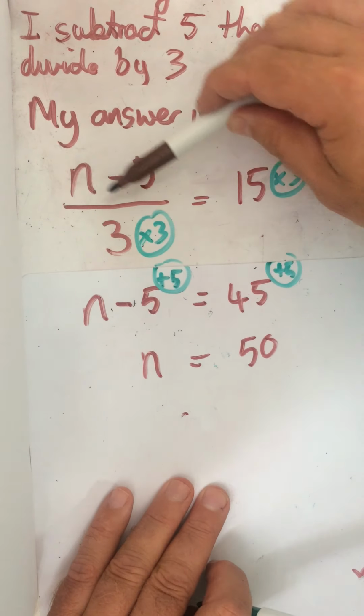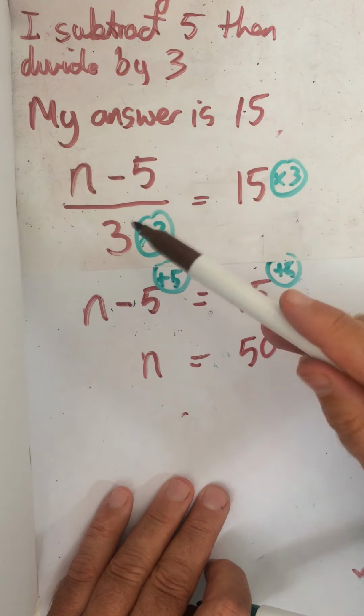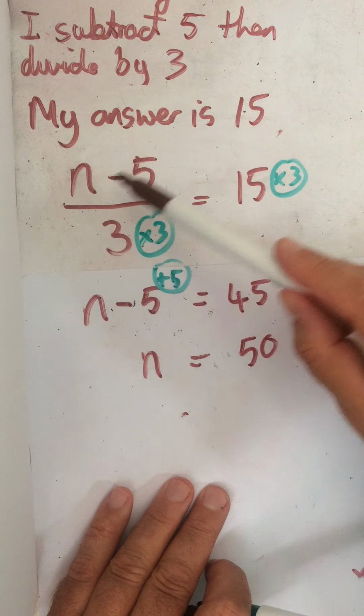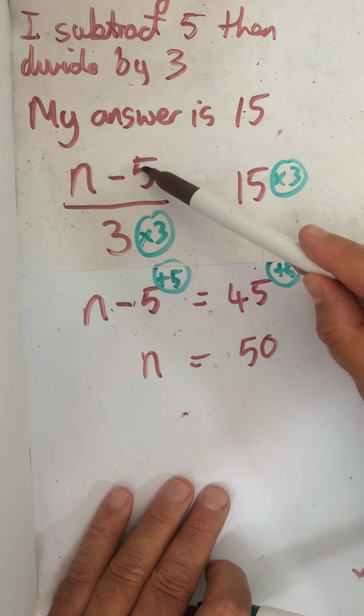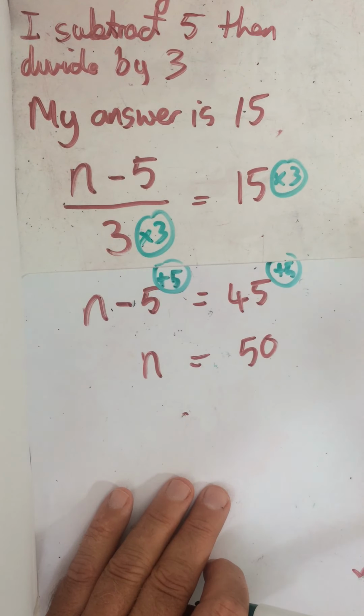So that's the equation written out, and then this is the equation calculated. Let's have a look whether that makes sense. 50 take away 5 is 45. 45 divided by 3 is 15. Yes, it does. It does work itself out.